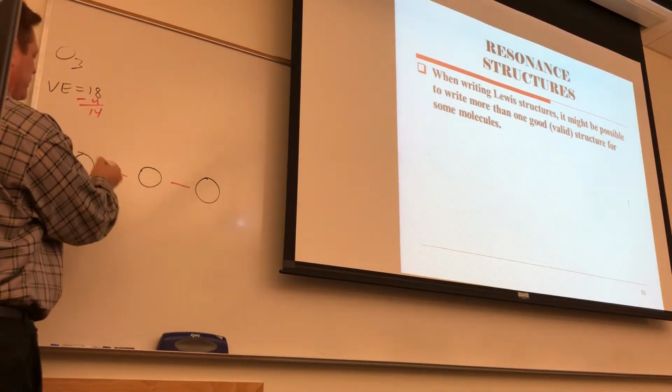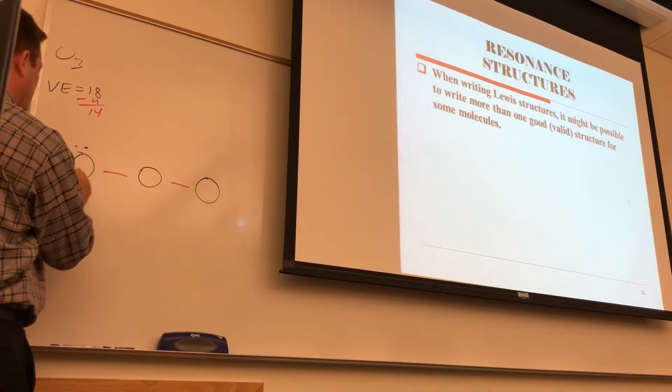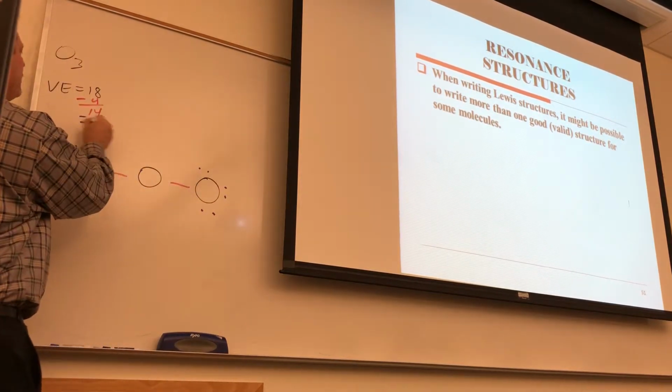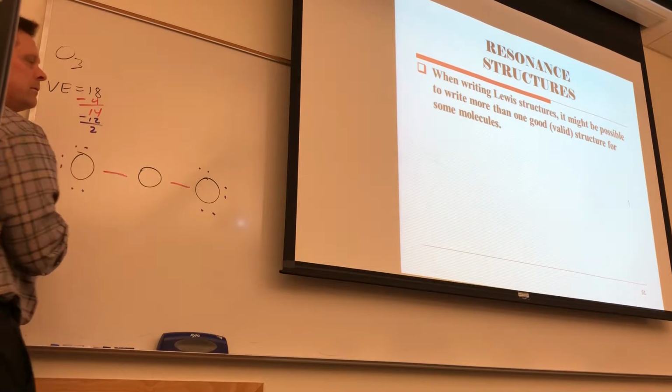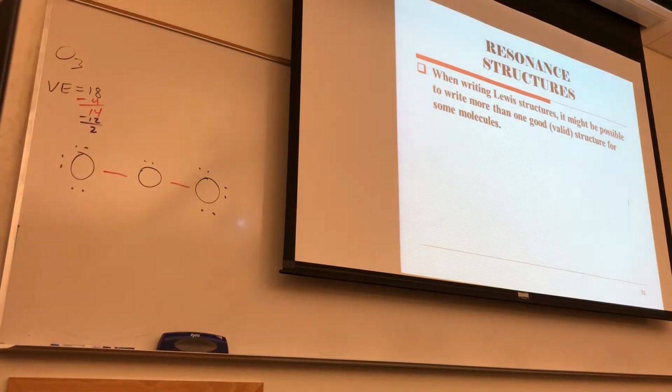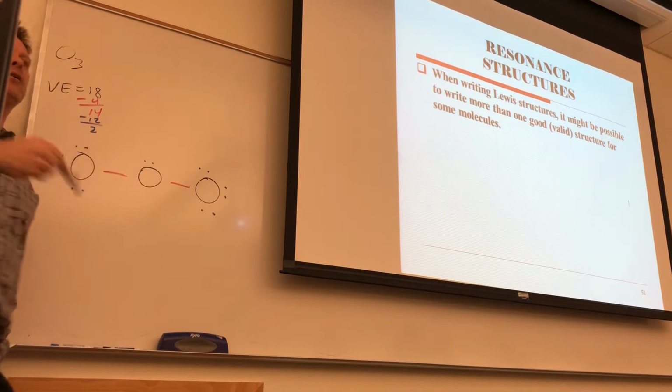Now, I fill in the terminal atoms. So 2, 4, 6, 8, 10, 12. Minus 12, what do I have left? 2. Okay, now what's wrong with this? The middle oxygen doesn't have an octet around it.